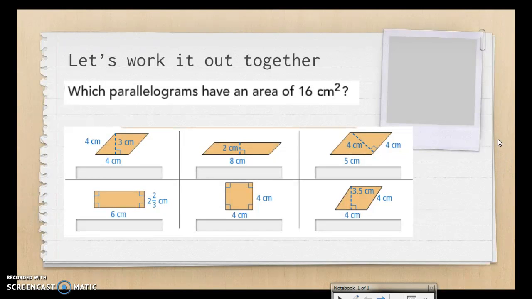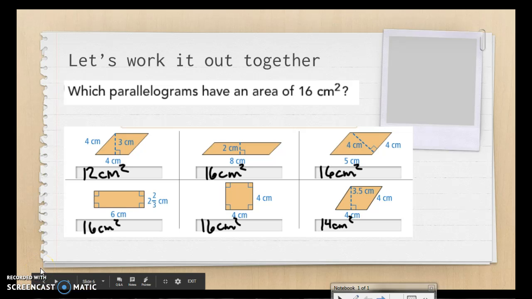Alright, so I want you to try these by yourself. Use your steps and solve them. When you're done, push play to reveal the correct answers. Okay, I just wrote in your answers for you. The ones that were not 16 centimeters squared would be the first one and the last one.